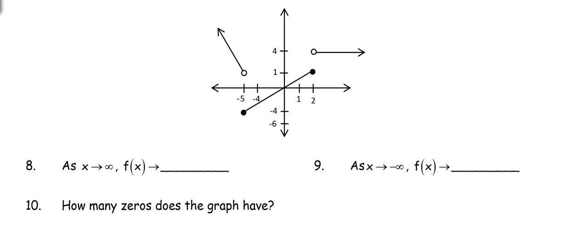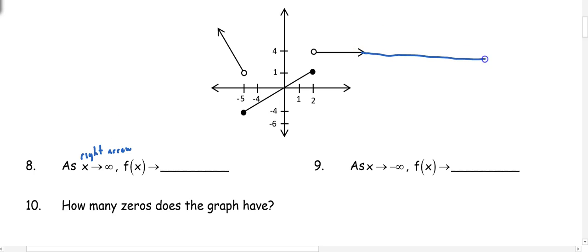So let's use this graph to answer some more questions. So as x approaches infinity, remember that that is our right arrow. F of x is approaching... Now because it's a horizontal line, the y value is never going to change. It's going to continue to stay at 4. Then when we have as x approaches negative infinity, we have our arrow and it's pointing up. So in this case, that means f of x is going to approach infinity because our y values are going to continue to get bigger and bigger in the positive direction.